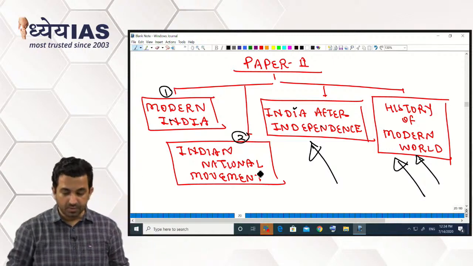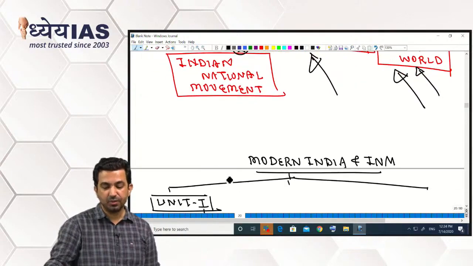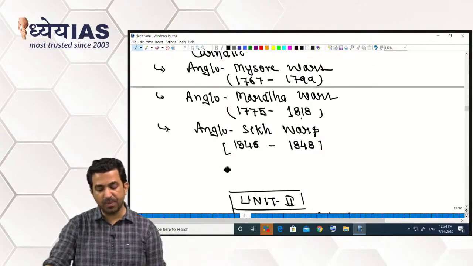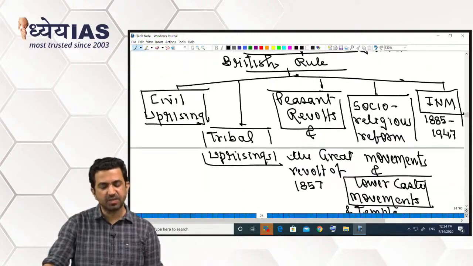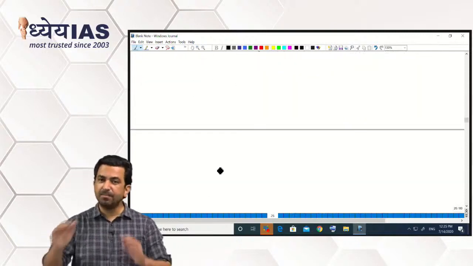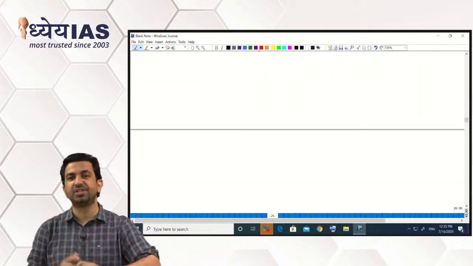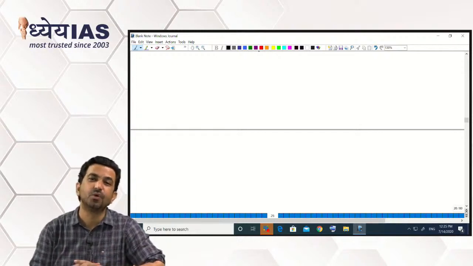So to start with modern India, paper 2, the first topic is actually not part of your syllabus, but still we have to discuss it. Some topics are not mentioned in your syllabus, but still we have to cover them.